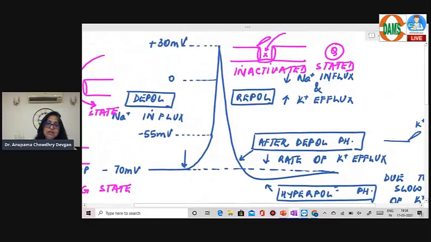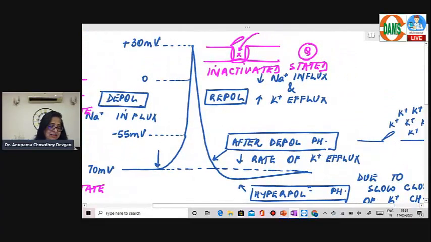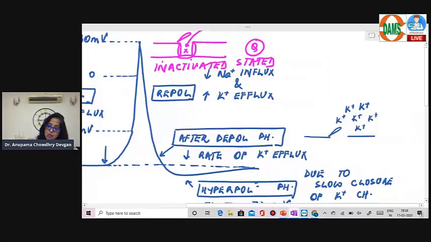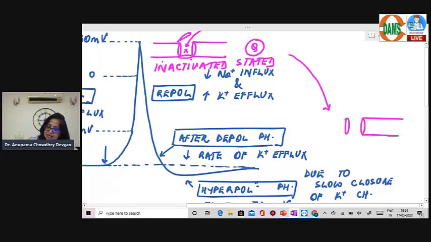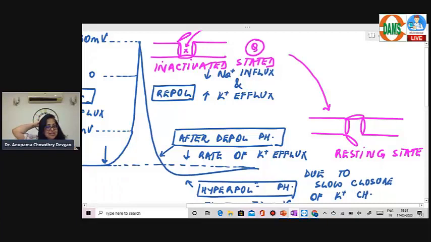Now, please remember, when the sodium channel is in the inactivated state, you cannot open the sodium channel again. If you want to open the sodium channel again, the sodium channel must go back into its resting state. And what is the resting state? The inactivation gate is open and the activation gate is closed. This is known as the resting state.